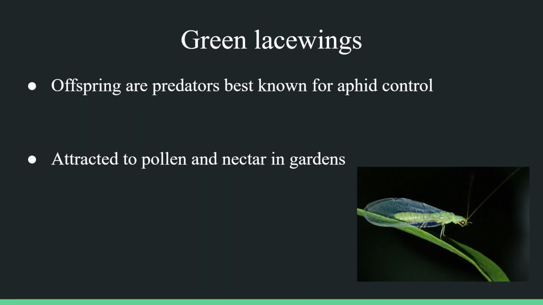An example of conservation biological control are green lacewings. The offspring of the lacewings are predators of aphids and a great way to control them. So if your garden or greenhouse is infested with aphids, the eggs of lacewings can be purchased and then used in the greenhouse or garden. Lacewings are also attracted to pollen and nectar, so including plants that produce a lot of both of these would be beneficial.